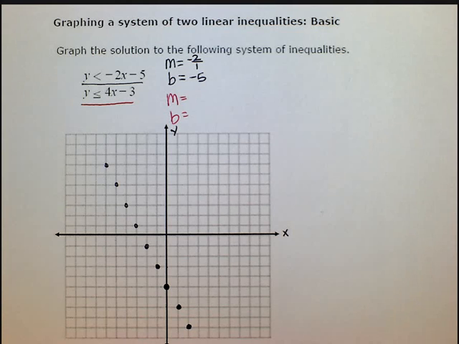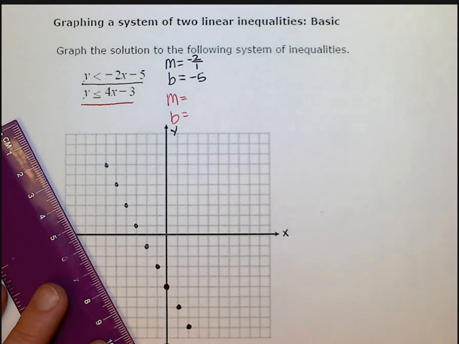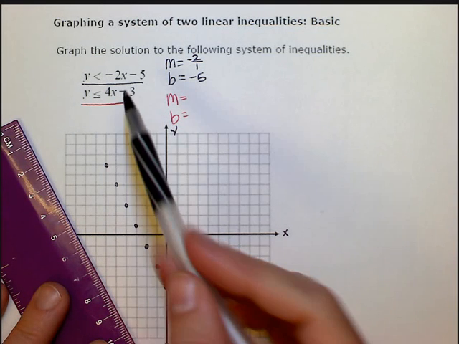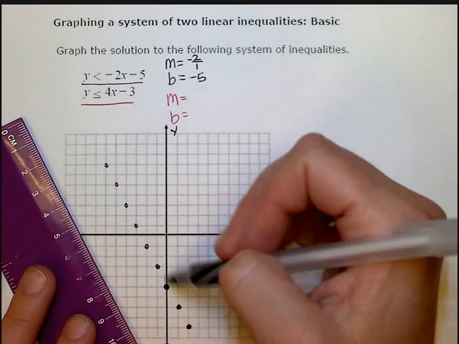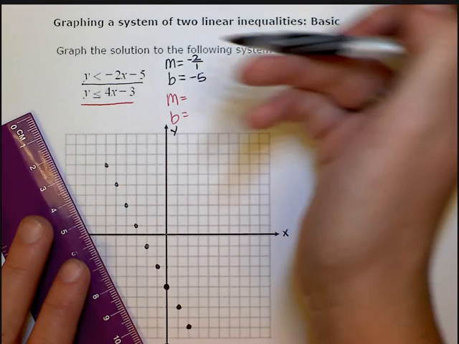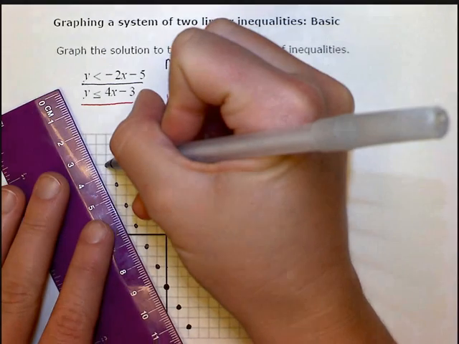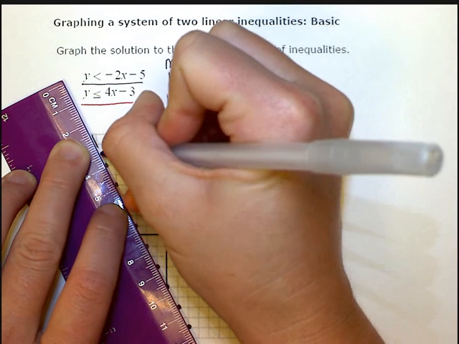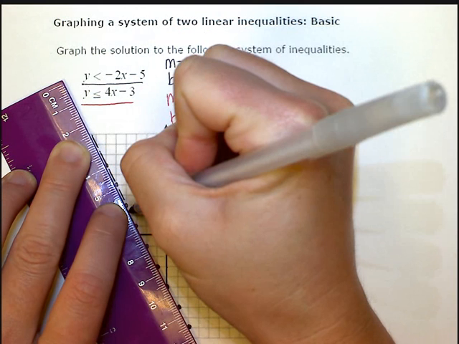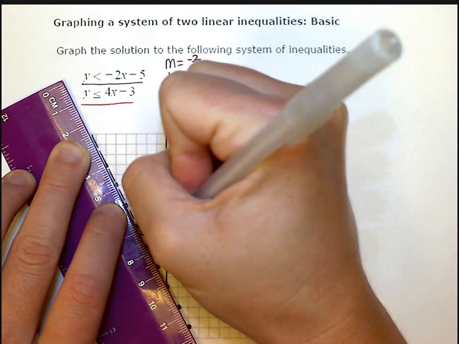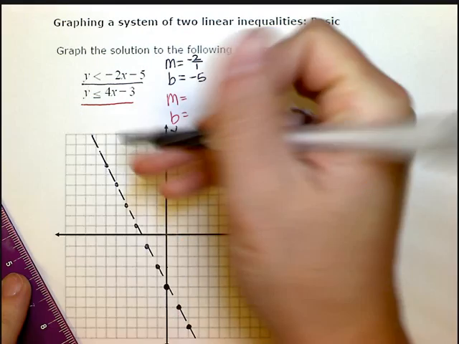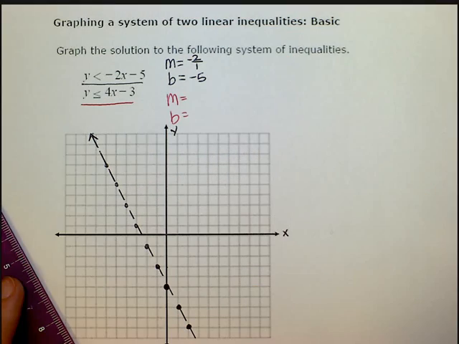Now I need to decide if this line is going to be dashed or solid. Here I see that my inequality symbol is strictly less than. So because it won't include this line in the solution, I'm going to make a dashed line. So I'm going to line it up just as if I was going to draw a line, but instead I'm only going to do tick marks. So we can see my dashed line.